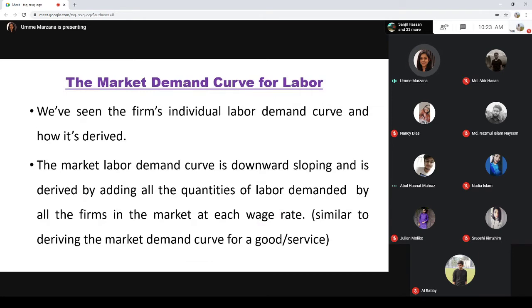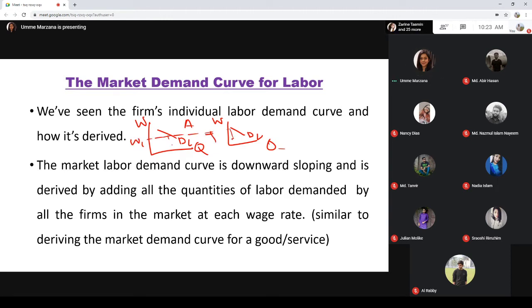You have the market demand curve for a product. It's the same case for the labor market, where if you add the individual labor demand curve for each firm, for all the firms, each firm will have its individual labor demand curve, that is the VMPL curve. When you add it for a wage rate, so this is the labor demand curve, the VMPL curve, let's say for firm A, this is the labor demand curve, also the VMPL curve for firm B, and so on. If you add them at a specific wage rate, it will give you the quantity of labor demanded at that wage rate in the overall market. That's how the labor demand curve in the market is being determined.